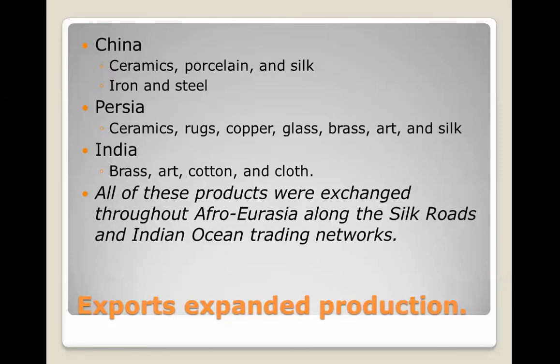Exports were expanding production. We've talked about China, Persia, and India already, but these are some items that they were actually exporting. They were expanding their production of textiles and porcelains for export, and then in China, of course, you had industrial production of iron and steel, so they could build their own infrastructure as well as sell these goods to other cities, countries, and governments so they could build their own infrastructure.